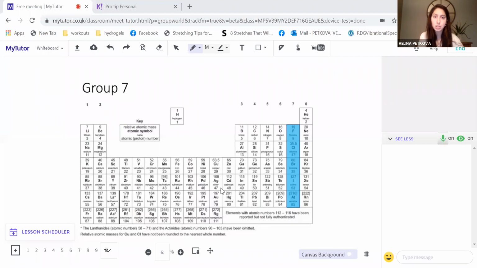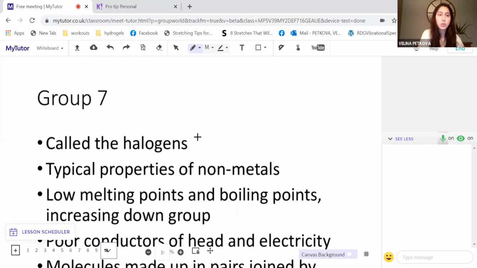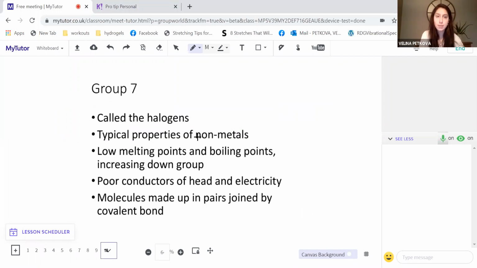How do you explain the reactions of group 1 metals? You can say that the group 1 metals lose an electron to gain a full outer shell, and then they become stable. Okay, so let's look at group 7. As the group number tells us, they have 7 electrons in their outer shell. Therefore, they're going to gain 1 electron to get to the full outer shell of 8 electrons, which it is happy with. They are commonly referred to as the halogens, so that is their name.